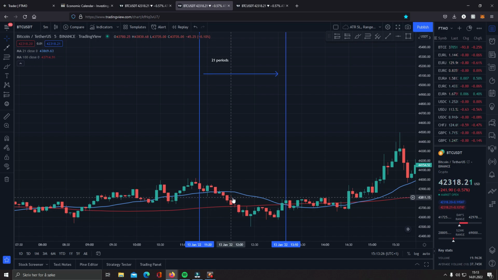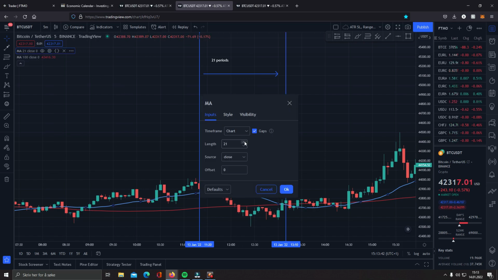It takes the last price of each candle, adds them up, and then divides them by 21 to get an average price, which is here. Now, the period you can change yourself. If I change it up, it will get smoother because it takes in more of the candles.